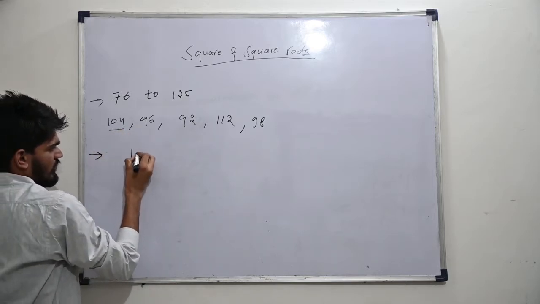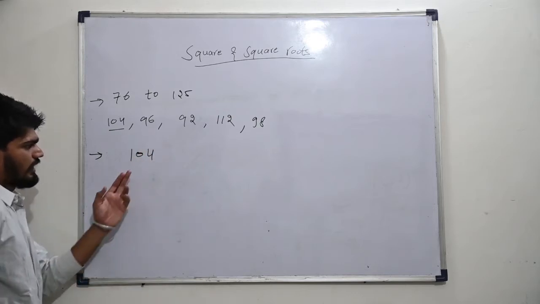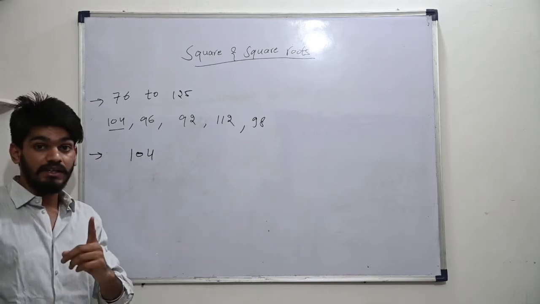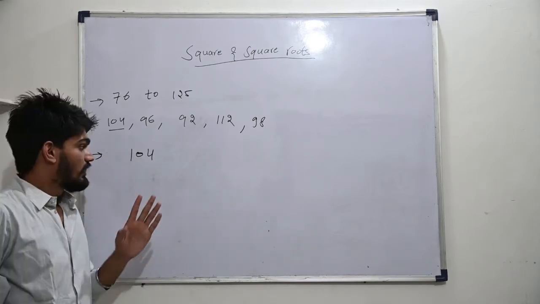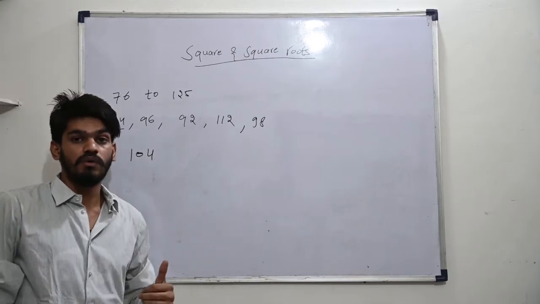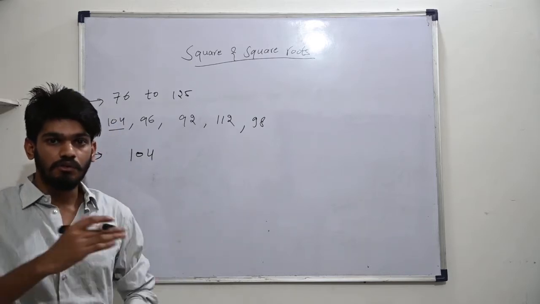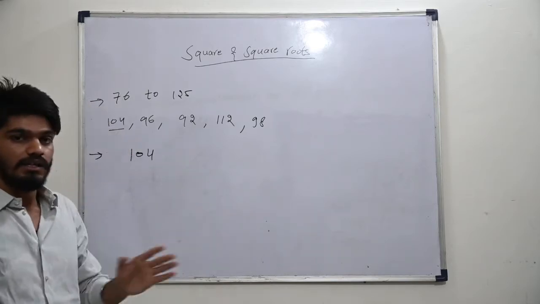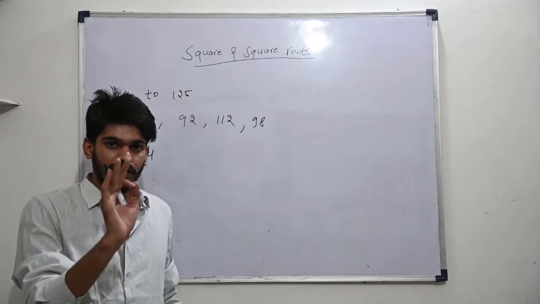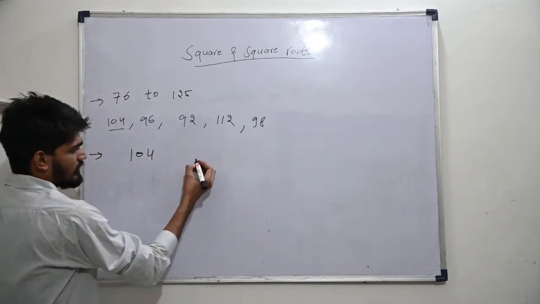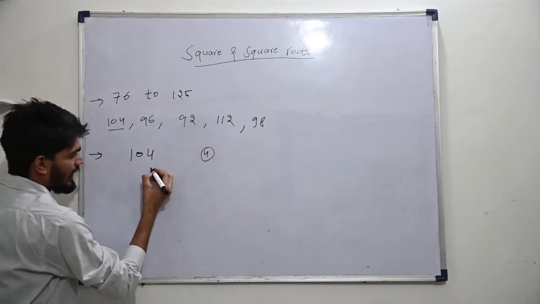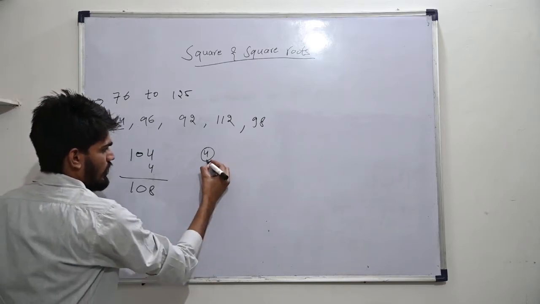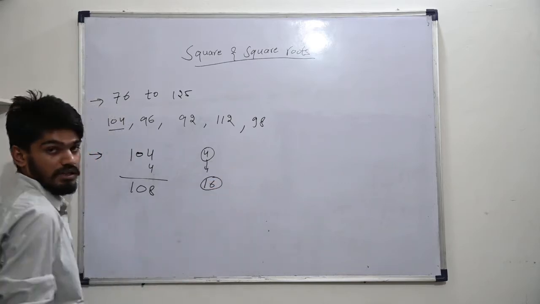104. First of all, write the number whose square we have to find, 104. Now check the difference with 100, only 100 this time. In the previous case, when finding the square of 25 to 75, we had to find the difference first with 25, then with 50. But in this case, we have to find the difference with 100 only. So what is the difference with 100? 4. First of all, add this, you get 108. Square the difference, 16.